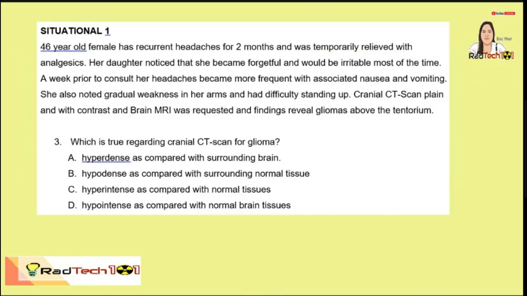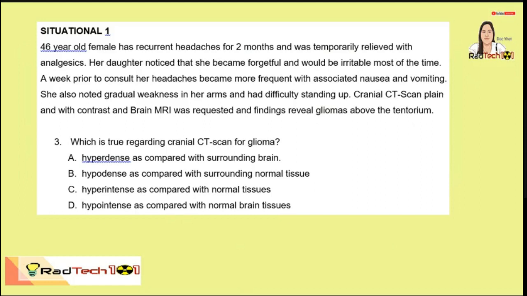So next, number 3. So it is a situational question. A 46-year-old female has recurrent headaches for 2 months. Pabalik-balik yung headaches, was temporarily relieved with analgesics. Her daughter noticed that she became forgetful and would be irritable most of the time. A week prior to her consultation, the headaches became more frequent with associated nausea and vomiting. She also noted gradual weakness in her arms and had difficulty standing up.